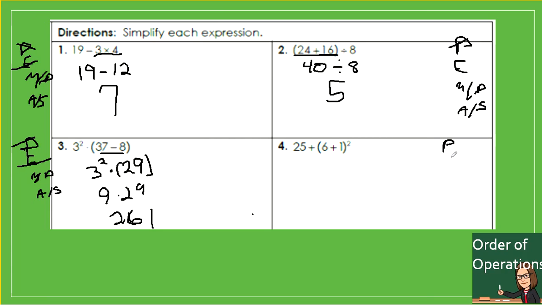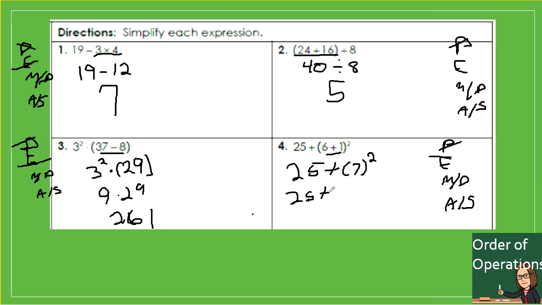Again, writing down my PEMDAS just so I remember what the stages are. So I look. Is there parentheses? There are right here. So I'm going to do that first. So 6 plus 1 is 7. I have to keep the parentheses just because I have an exponent there. So now it says exponents. Do I have an exponent? I do right here. It's 7 squared. So I'm going to do that next.